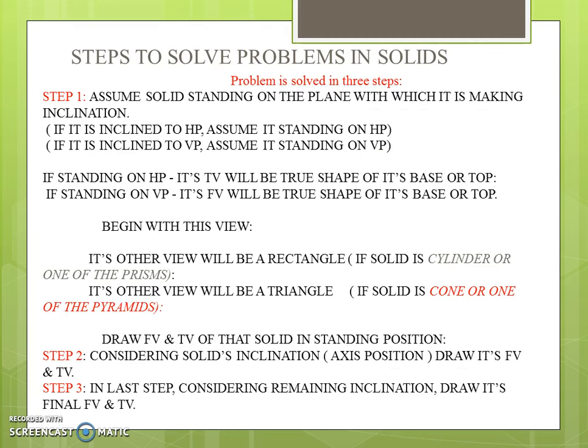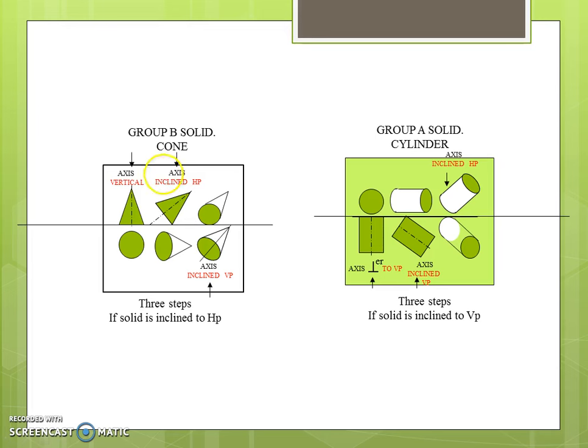So the important steps are: first, if it is inclined to HP, assume it is standing on HP. If it is standing on HP, its top view will be the true shape. Similarly, if it is inclined to VP, assume it is standing on VP. If it is standing on VP, its front view will be the true shape. With this assumption, we have to draw the first position. Then we place the inclinations.